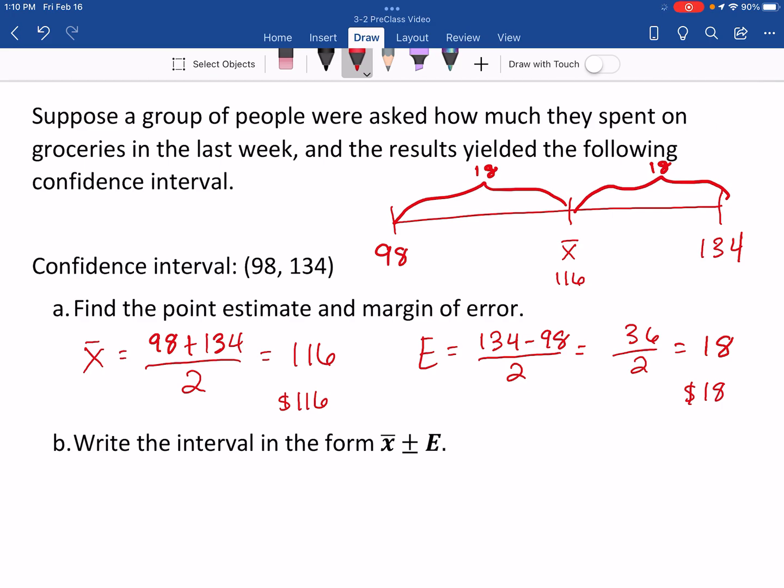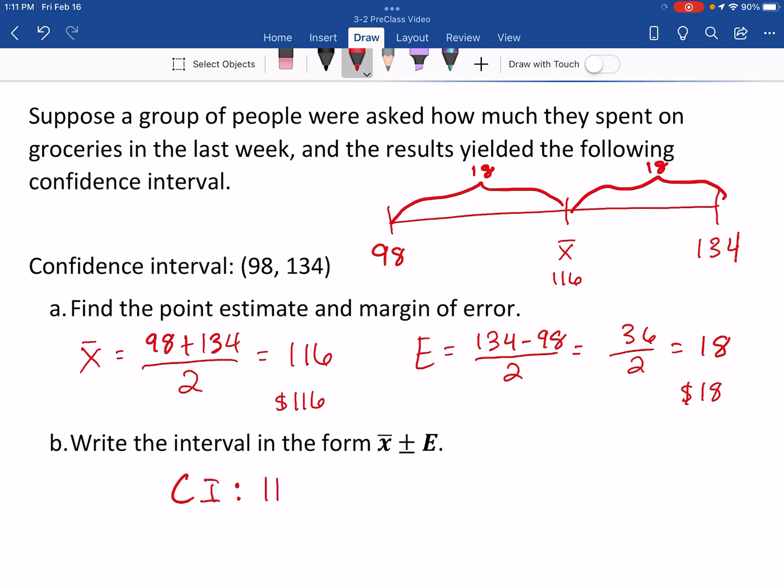And then when I have those values, I can write my confidence interval. In that deconstructed notation, 116 plus or minus 18 would be how I could write that confidence interval.